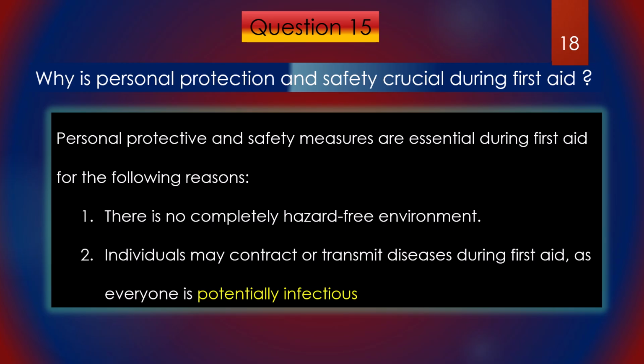Number two, individuals may contract or transmit diseases during first aid. Yes, that is possible. Why? Because everyone is potentially infectious. There is no single person that is not potentially infectious, not one. So you can contract disease, and you can also transmit it, because you, the first aider, are potentially infectious, and your patient is potentially infectious. So protect yourself and make sure that safety measures are in place.